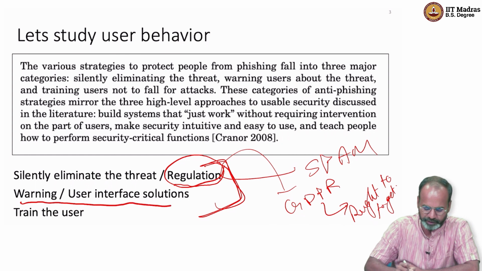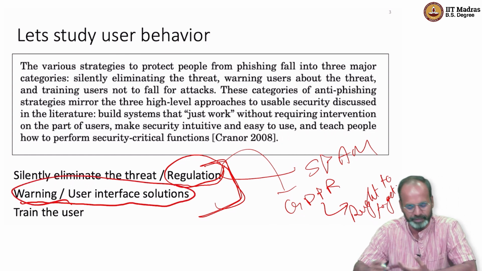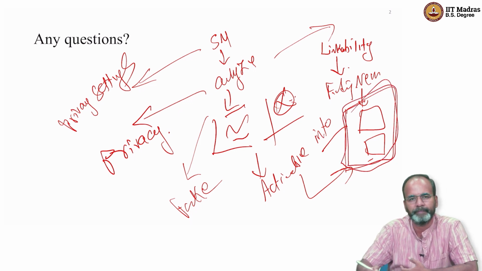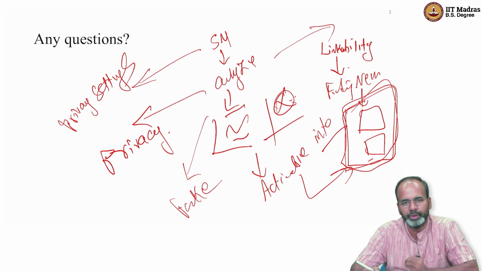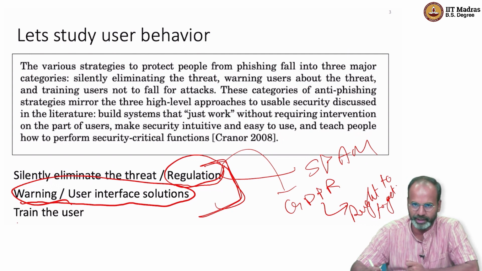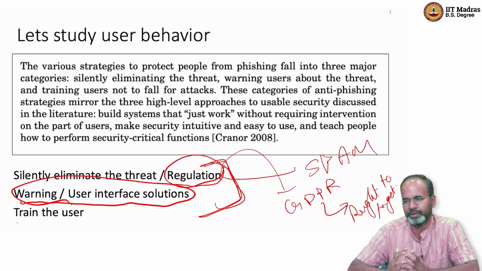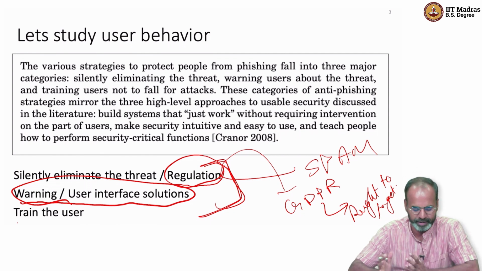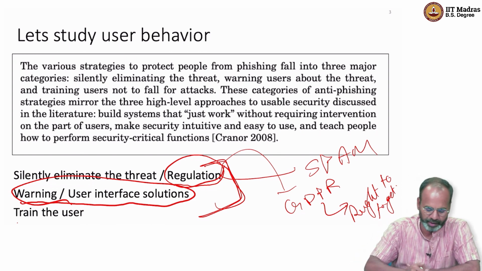The next one is warning user interface solutions, and even the linkability one you can think of in that category. You want to build solutions where you present it to the user and let the user decide what to do with that information. You're presenting it as a warning, as a user interface solution. It is on the browser, on the phone app, on the browser extension. All of that is the second category of solutions.